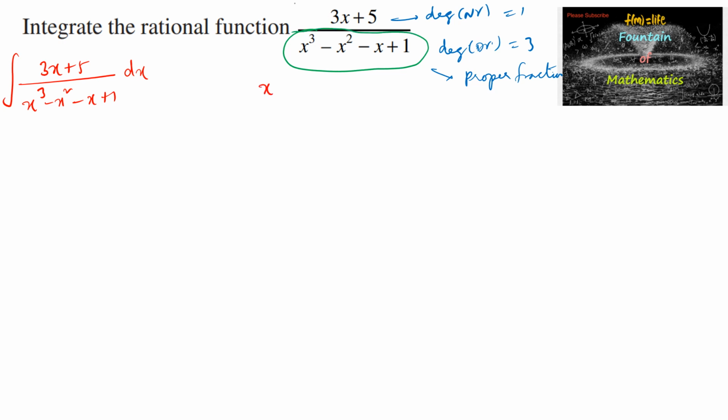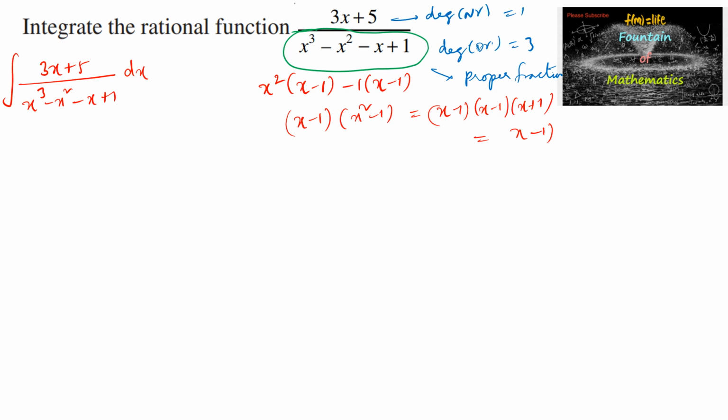x³ − x² − x + 1. We can take x² common: x²(x − 1) − 1(x − 1), or (x − 1) is taken common, (x − 1)(x² − 1). We can also write x² − 1 as (x − 1)(x + 1), which is equal to (x − 1)² times (x + 1). Linear factors and repeated factors are there.